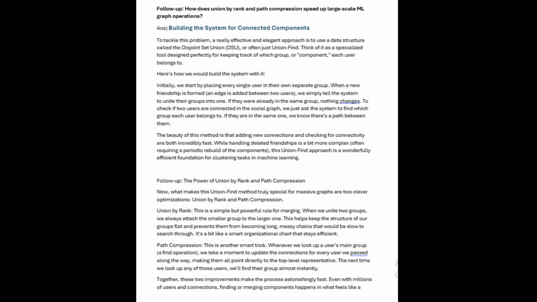Answer. Building the system for connected components. To tackle this problem, a really effective and elegant approach is to use a data structure called the disjoint set union, DSU, or often just union find. Think of it as a specialized tool designed perfectly for keeping track of which group or component each user belongs to. Here's how we would build the system with it.